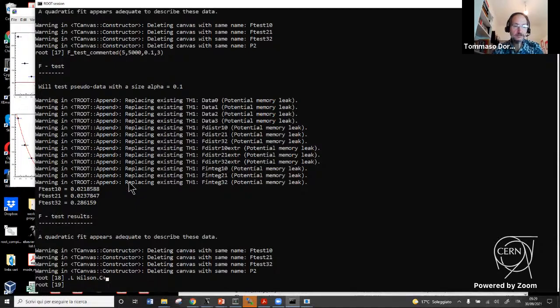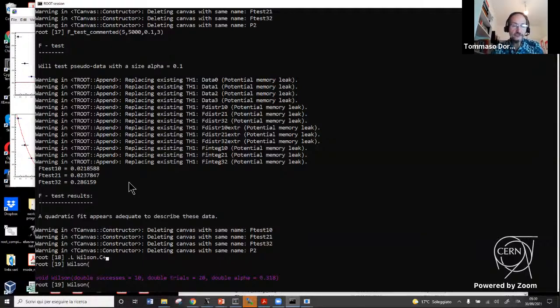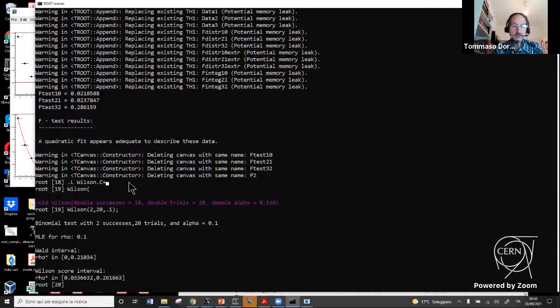I compile the code. It was already there. So Wilson. So let's try 2 successes out of 20 trials at a type 1 error rate of 0.1. What happens here is that, of course, the maximum likelihood estimate is 0.1, 2 out of 20, right? The Wald interval will give you an interval from 0 to 0.21. And the Wilson score interval will actually give you an interval which extends a little bit above 0, but to 0.26. So it's considerably wider.